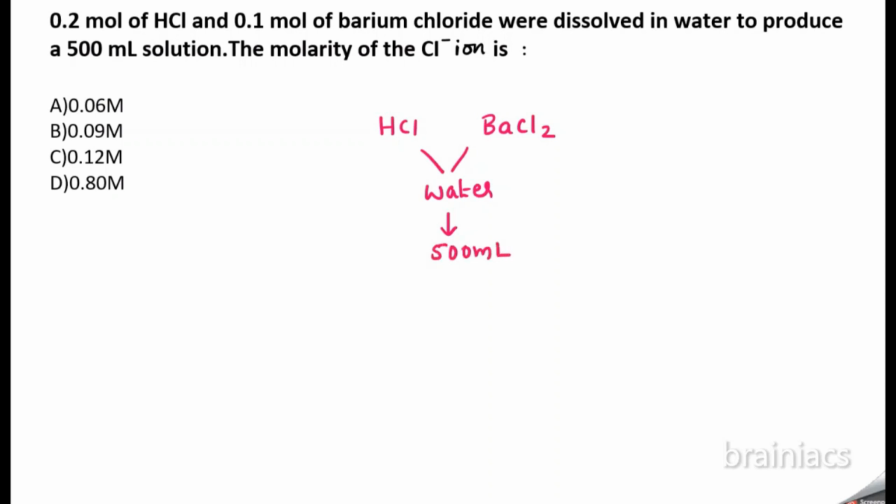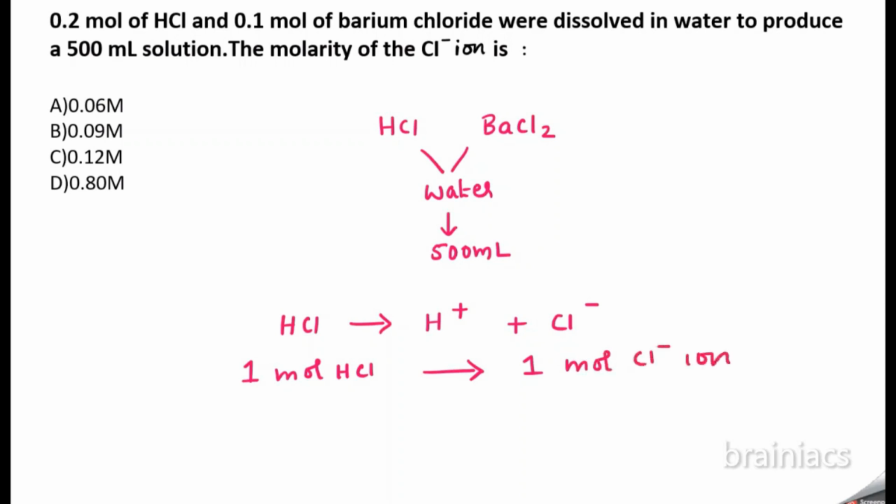We know that when HCl or barium chloride is dissolved in water, it will undergo dissociation. HCl dissociates to give H plus and Cl minus ion. So 1 mole of hydrochloric acid on dissociation gives 1 mole of Cl minus ion. Now how many moles are given? 0.2 mole. So 0.2 mole of hydrochloric acid on dissociation will give 0.2 mole of Cl minus ion.